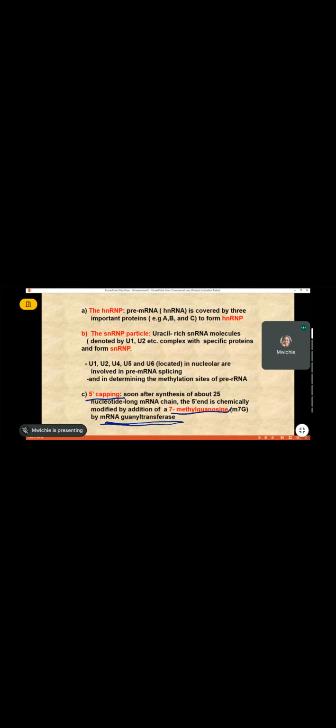Name of the enzyme: mRNA. Always remember it's mRNA because it's multiple choice. You may find that it's written as tRNA or rRNA. So remember it's messenger, mRNA guanyl transferase. This enzyme is responsible for the 5' capping.